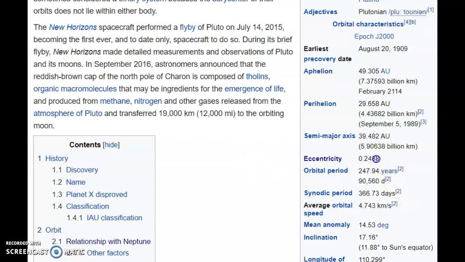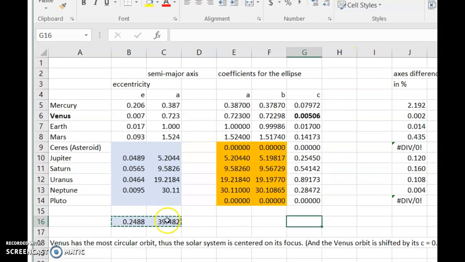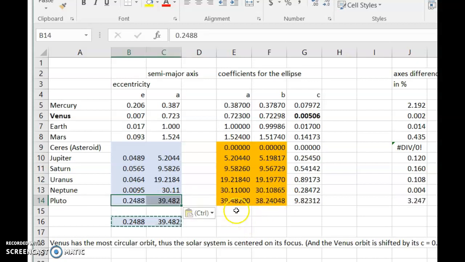All right, so I'm going to take these two numbers, 0.2488 and 39.482, and I'm going to go to Excel. And I have it already prepped. You can see it here. So I'm going to take these two numbers, and as soon as I plug them in here, you will see that over here, numbers will be calculated. Right there. There we go.